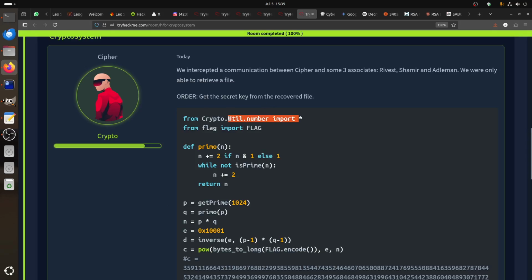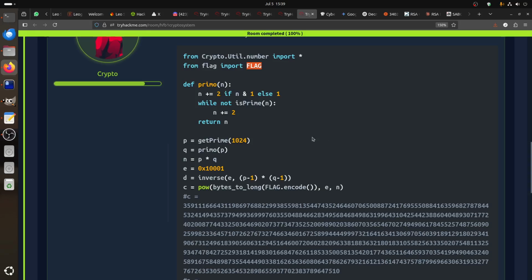We have a Python script. This is cryptography. It imports a file called flag.py, and the name is a variable called flag, or function, whatever it is in that file. Now it defines a prime function. What exactly is it doing? It looks for a prime number and then adds 2 for the next number. This one just generates a normal prime, with a length of I think 1024.